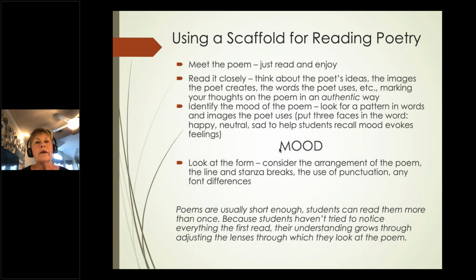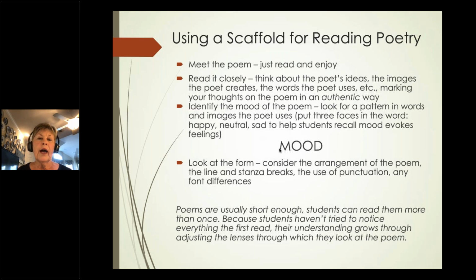And then we look back at the poem, but this time we're looking at the mood. And I put three faces in the O and the O and the D to help kids remember that I'm always looking for words and for a sense of the feelings in the poem, the feelings that the poet is creating. And then finally, we look at the form.